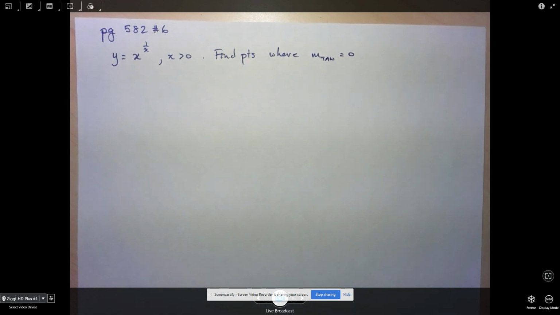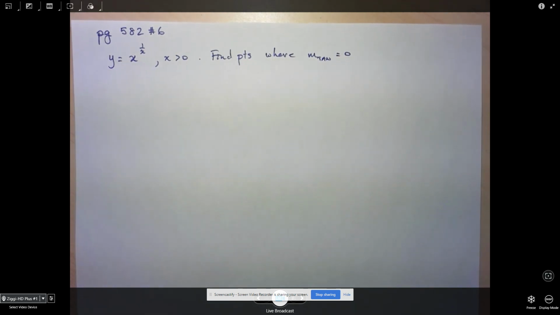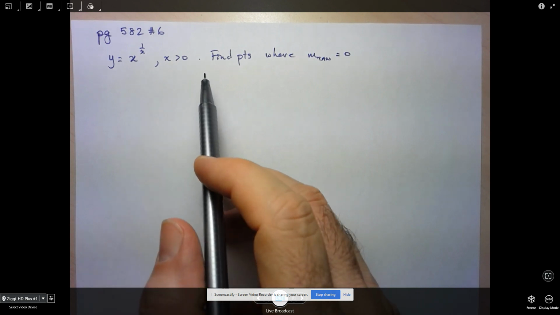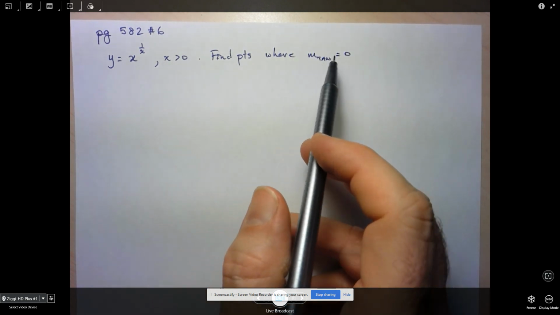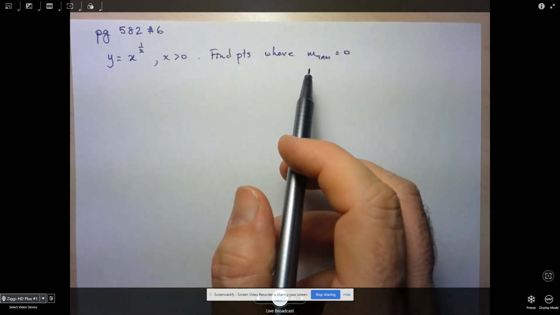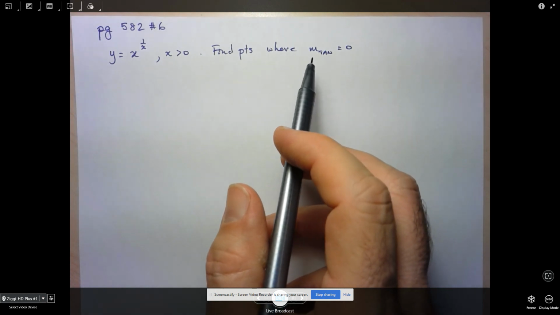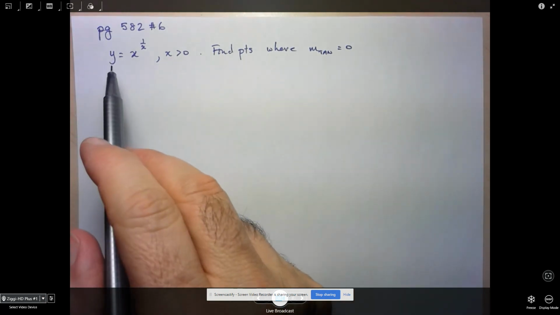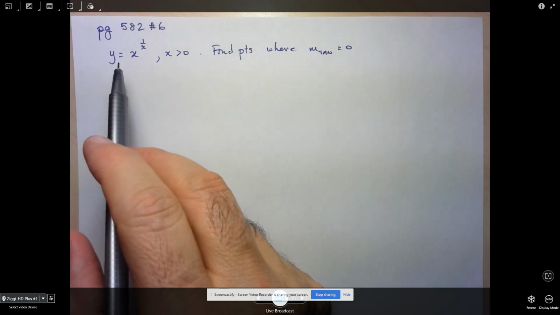Hi folks, we're going to take a look at page 582, number 6. Here they give us this function and they want us to find the points where the slope of the tangent is equal to 0. In other words, we have to determine where the derivative is equal to 0. And so step 1 is to determine the derivative of this function.